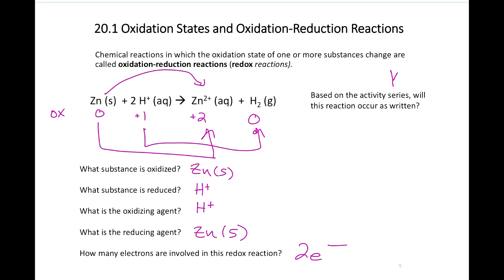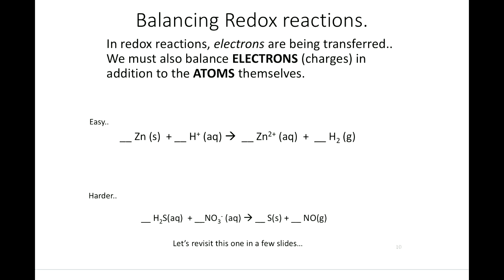In this example, it's easy to see how electrons are being transferred, but it gets a little bit more complicated, which we will go over on Thursday.